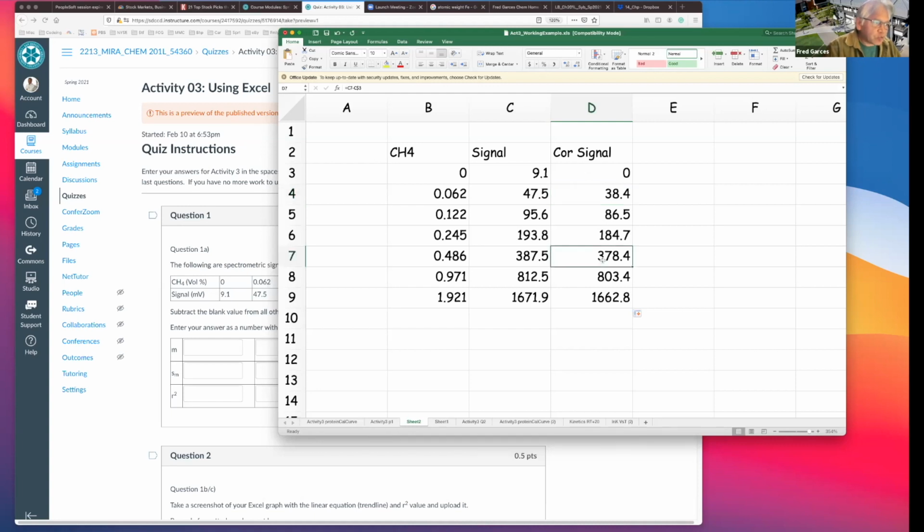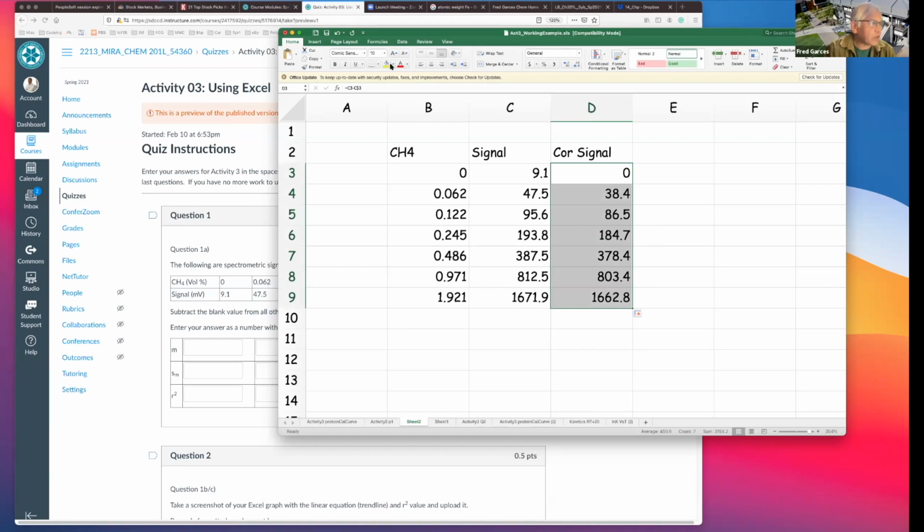Let's take a look at this one. It says this is C7. This is C7 right here. This 387.5 is C7, and I'm subtracting 9.1. Okay, so that's how you do a propagation of calculation, and that's just a simple function technique. So these are the corrected signals now. Okay, these are the corrected signals.